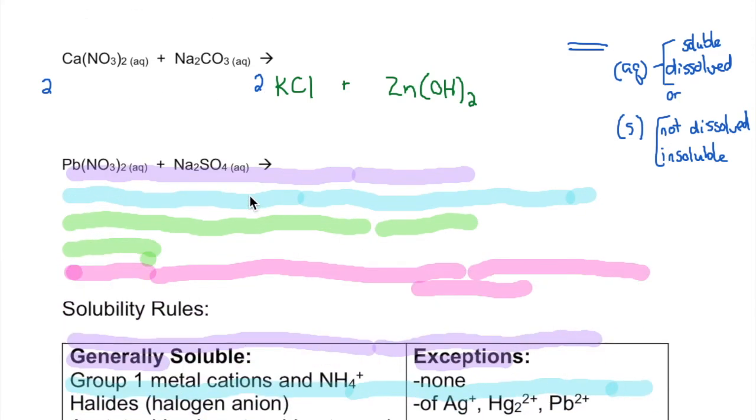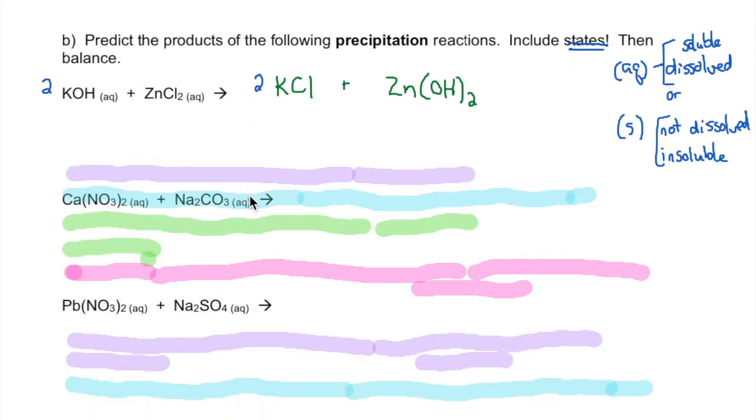All right, so let's go back to our problem here. This first compound is a group 1 metal, which is generally soluble, and a halide, which is generally soluble. And so this one is soluble. We're going to write this as aqueous. It's dissolved in the water. Hydroxide is generally insoluble unless it's paired with a group 1 metal. Zinc is not a group 1 metal, and so this would be our solid precipitate. This one's not soluble. It's insoluble, so we have a solid precipitate.